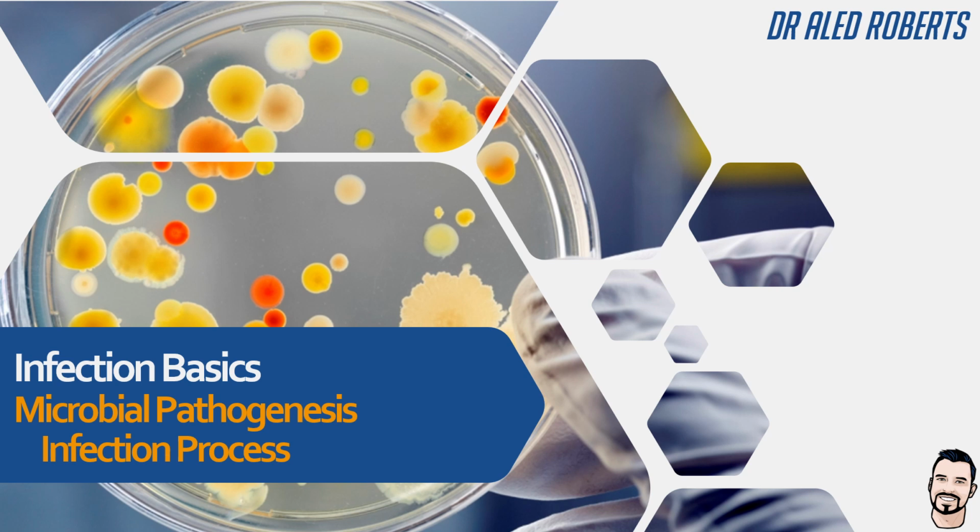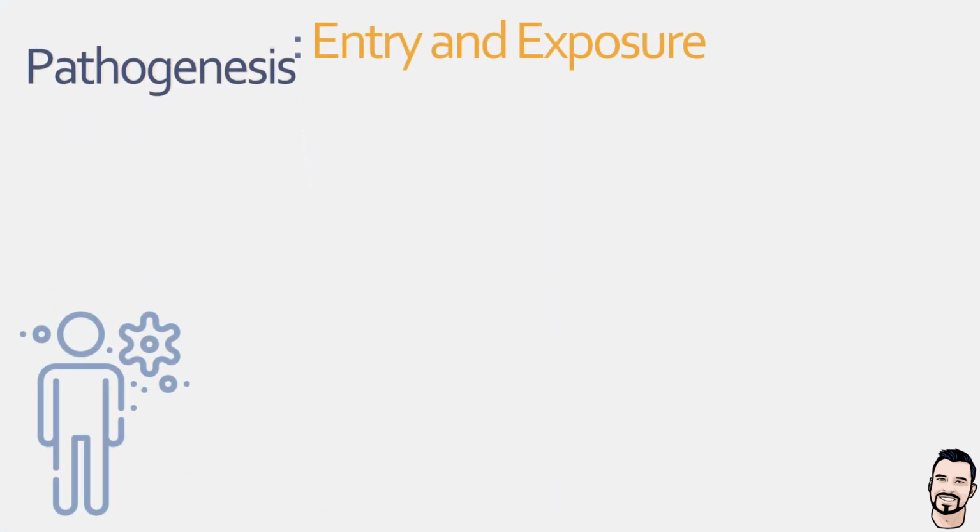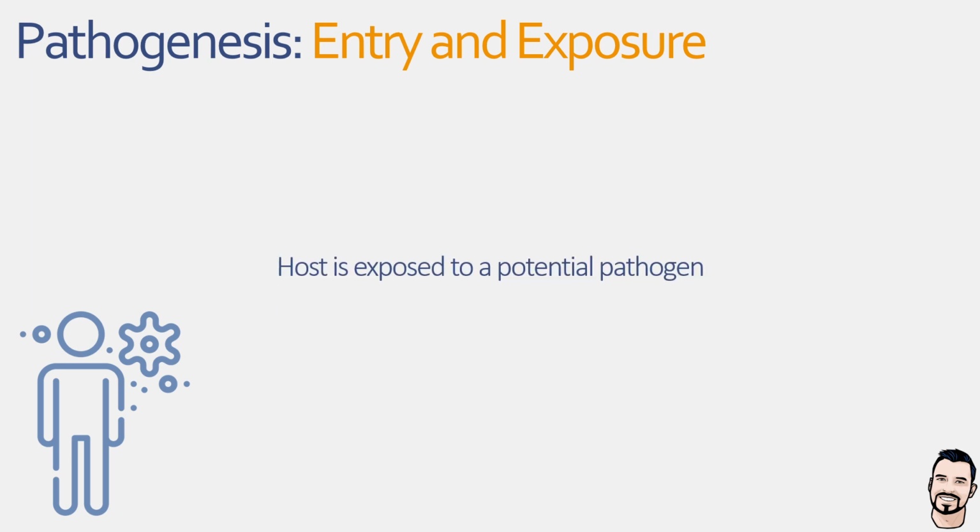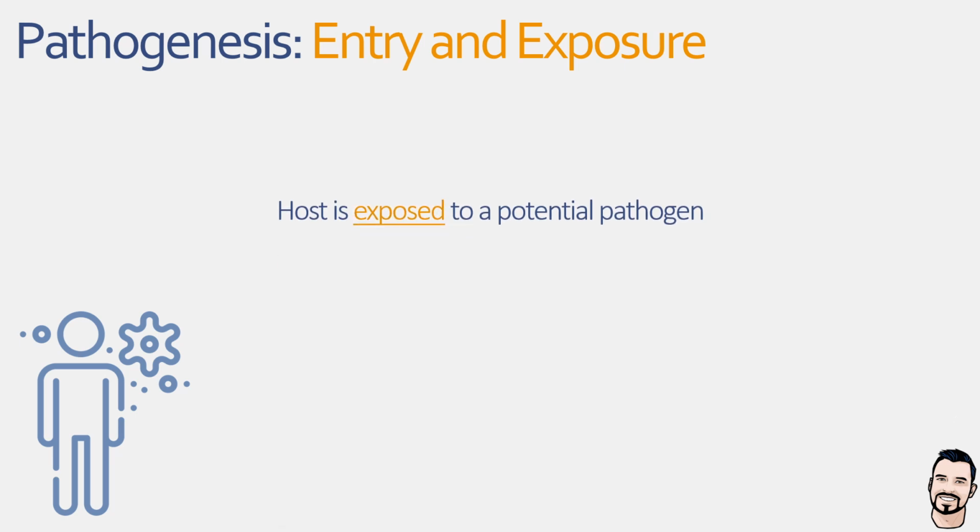I'm Dr. Aled Roberts, and in this video we're going to look at microbial pathogenesis. Specifically, we're going to look at the infection process and how microorganisms invade and colonize a human host. And so the process of pathogenesis starts with exposure to a potential pathogen. Essentially, the pathogen has to get into the body of the host somehow. And there are several common routes they can use.